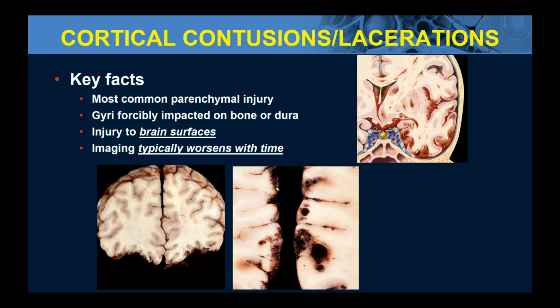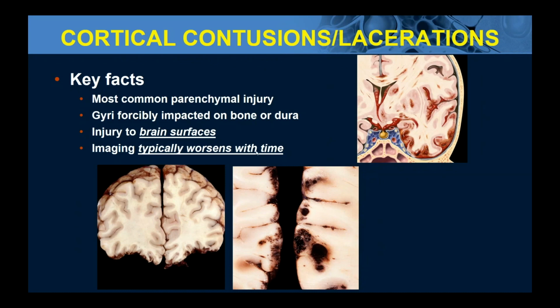Here is an autopsy case, a butterflied one where they butterflied open the brain so that you see the cortex of the brain, and the brain bruises are on the cortical surface and the subcortical white matter. It happens when the gyri of the brain are forcibly, usually under a lot of force, impacted on the bone or dura, and high impact motor vehicle accident is typical for causing this type of thing. So you get injury to brain surfaces that typically worsens with time.